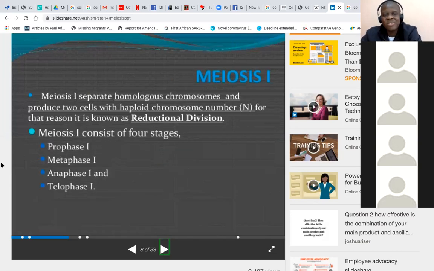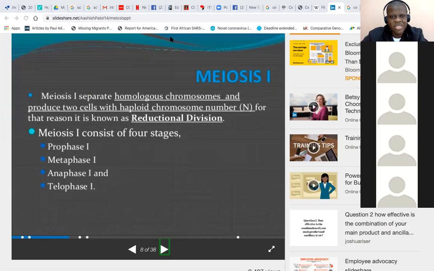So what happens in meiosis 1 is that there is a separation of the homologous chromosomes, resulting in the production of two cells that have haploid chromosomal number. So we have two cells with haploid chromosomal number, and that is what is called the reductional division. That is reductional meiosis. And so those are the various stages.